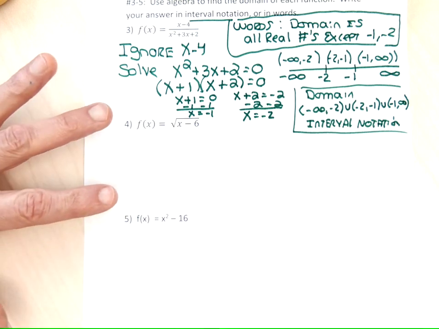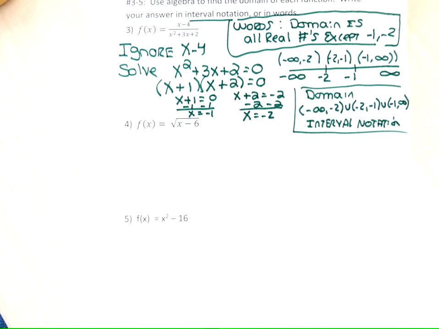Finding the domains of square roots and finding the domains of fractions are completely different. Fractions, you ignore the numerator, solve the denominator equal to 0. The answer that the algebra gives you isn't the final answer.